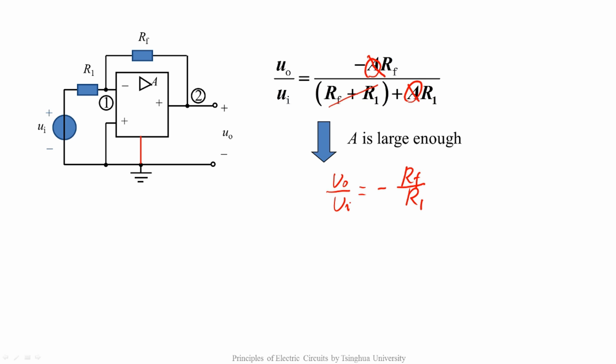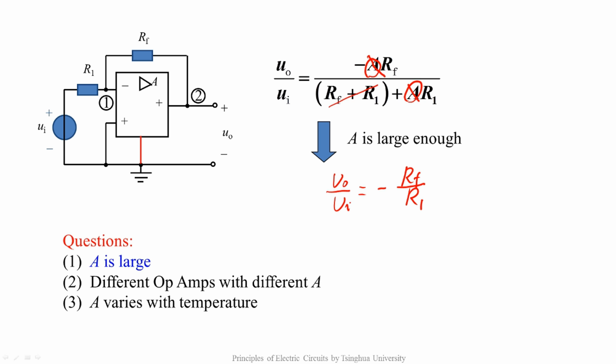Thus, the above questions caused by the open loop voltage gain have been solved. And you will find that since RF and R1 is with the same order of magnitude, the range of the input voltage UI now is much larger than the operating in the open loop condition.